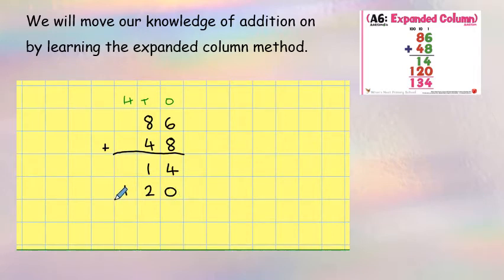To finish the sum off, we add the ones numbers together. 4 plus 0 is 4. The tens numbers, 10 and 20 equals 30. And the hundreds, 0 plus one lot of 100 equals 134. Hopefully you can see the progression of skills between the two different methods.